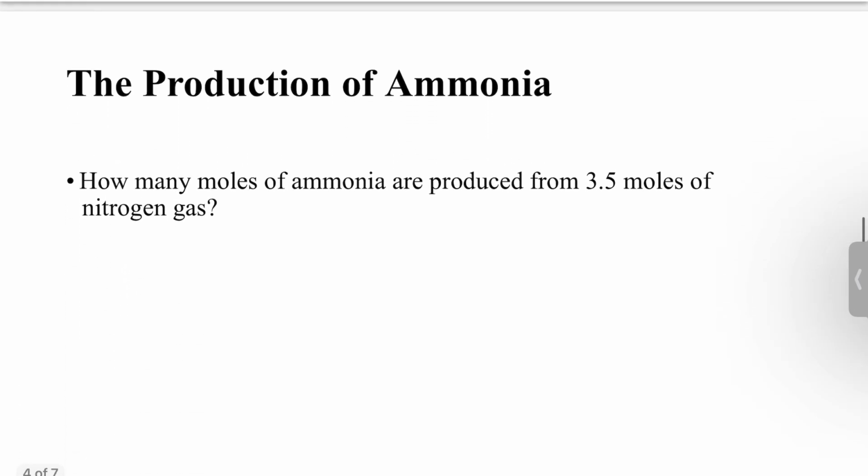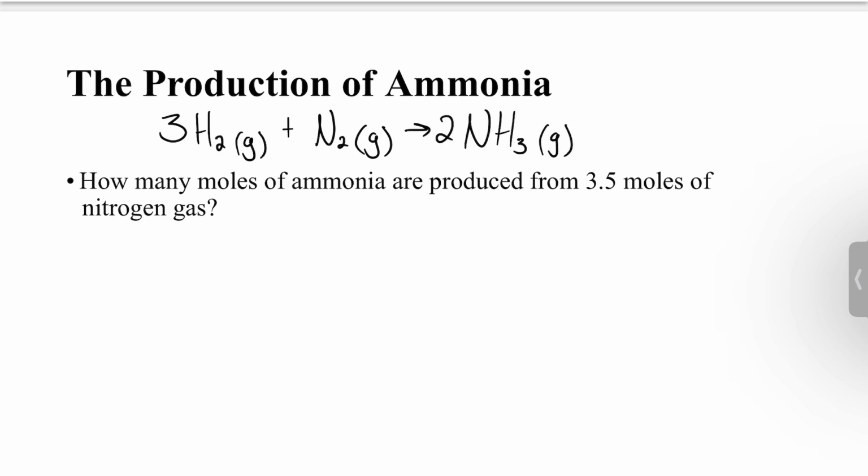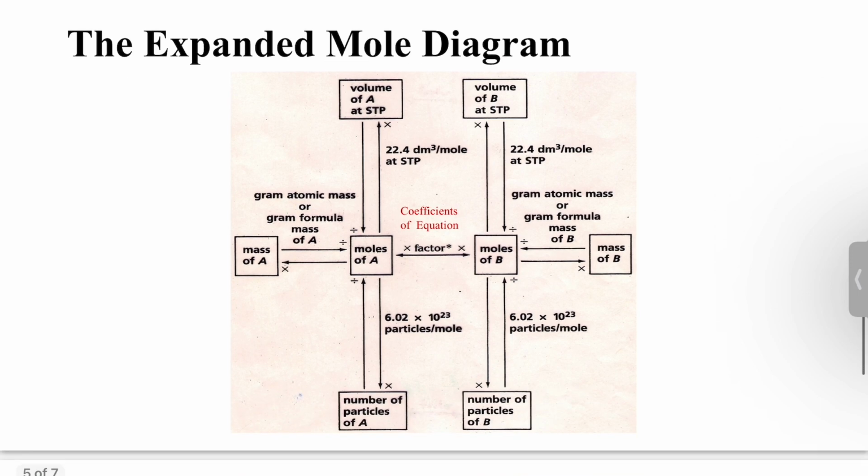So let's look at a specific example, which is how many moles of ammonia are produced from 3.5 moles of nitrogen gas. Again, I'm just going to jot down our balanced chemical equation. And to help us think through this process, it's helpful to look at an expanded mole diagram. So if you pull out your mole diagram worksheet and flip it over to the back, you should see what's called the expanded mole diagram.